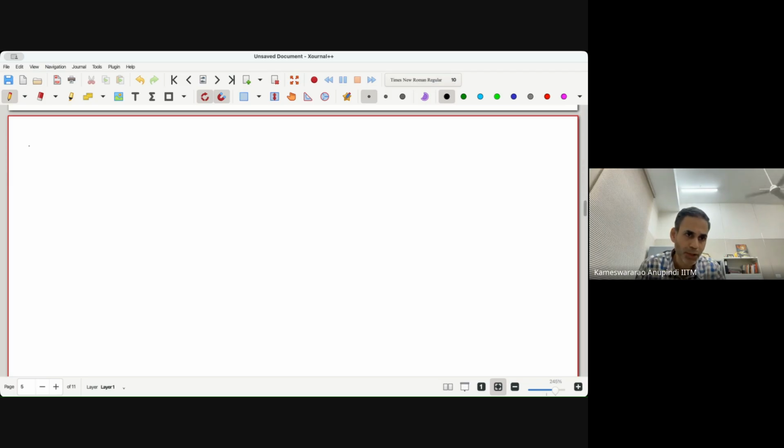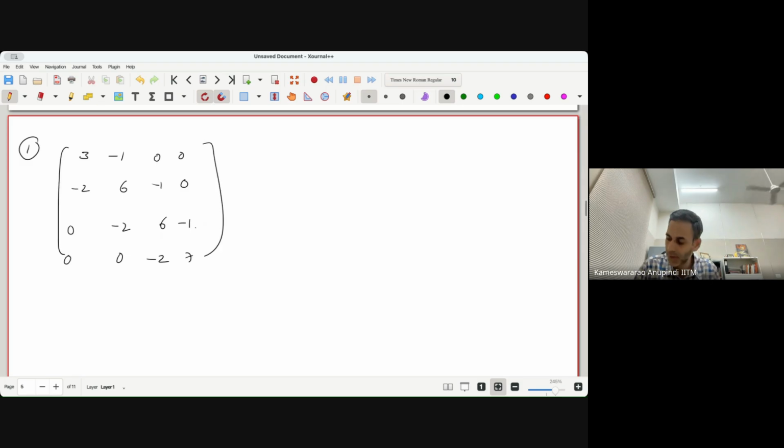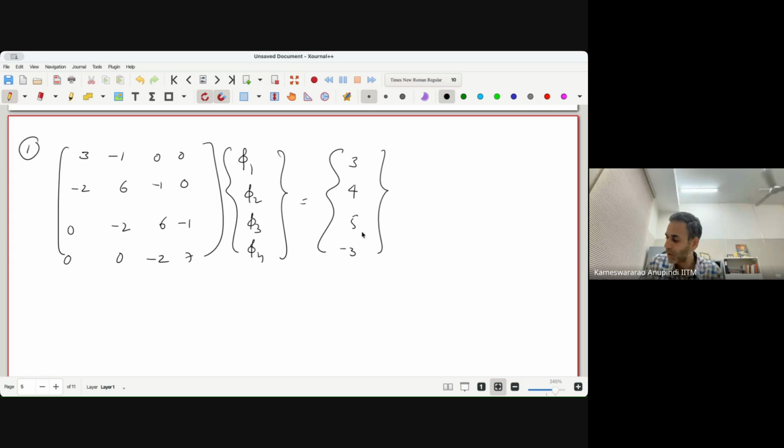I will solve it with point Jacobi, and then tell you how it will change if we were to solve with Gauss-Seidel. So we are given a matrix that is 3, minus 1, 0, 0; minus 2, 6, minus 1, 0; 0, minus 2, 6, minus 1; 0, 0, minus 2, 7. Okay, so that is the matrix we are given, and then we have phi 1, phi 2, phi 3, and phi 4 equal to, on the right hand side, 3, 4, 5, and minus 3.